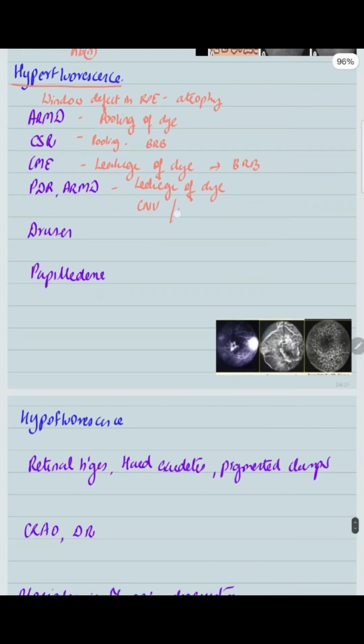Staining of the dye is seen in case of drusen. There is long retention of dye and also leakage of dye from the optic disc, as in papilledema, where there will be leakage of dye from the optic nerve head.